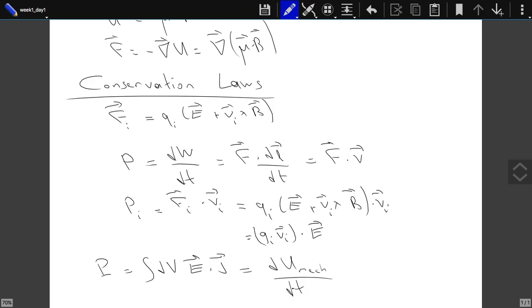So that is why here I have this mechanical energy, not necessarily the kinetic energy, keeping in mind that you might also be putting the gravitational potential energy here, for example. This is the power done by the electromagnetic force only.